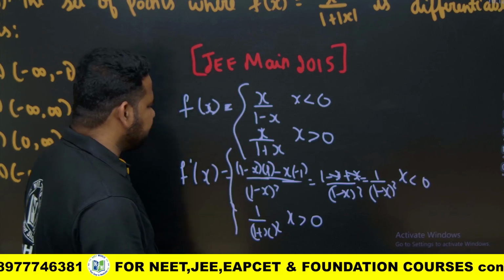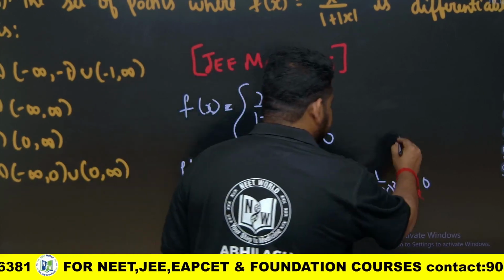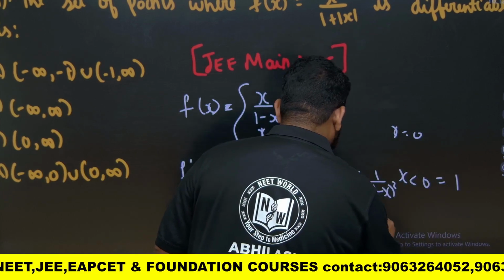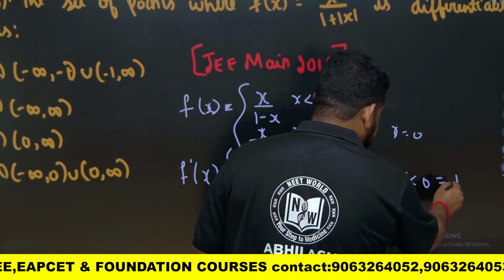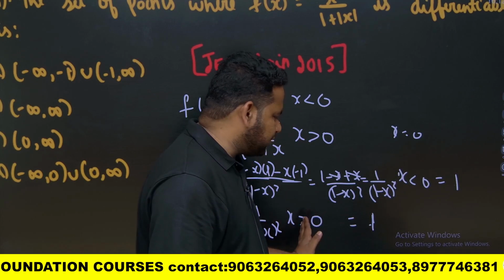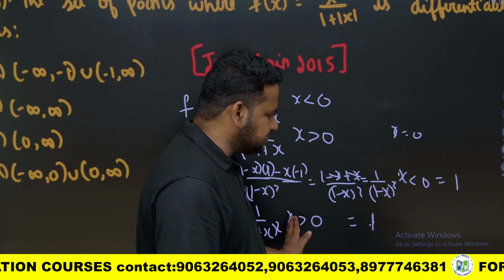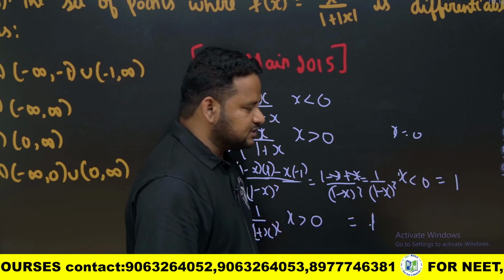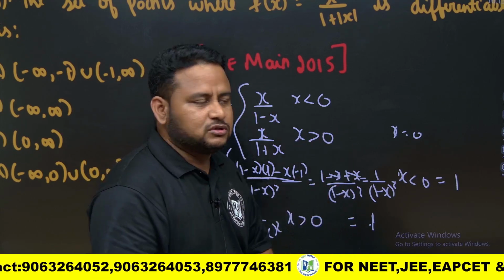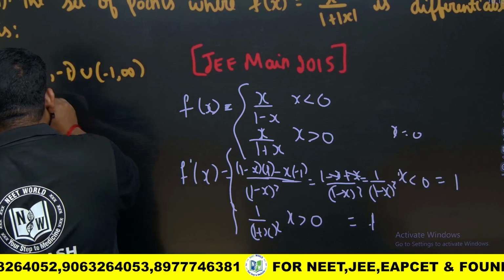So if I put x equal to 0, what will I get here? I will get 1. If I put x equal to 0, what will I get here? 1. So we are getting the same value for negative x, that is x less than 0, and for positive x, that is x greater than 0, that is 1. Here also it is 1, that is it is differentiable at all points, from negative to positive. So it is differentiable from minus infinity to plus infinity.